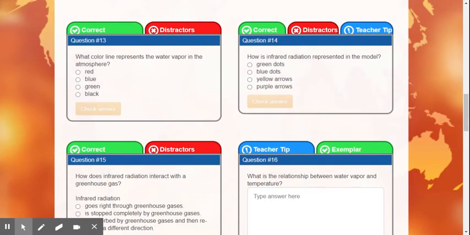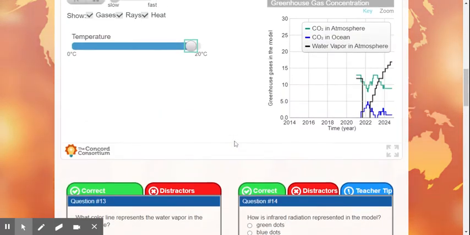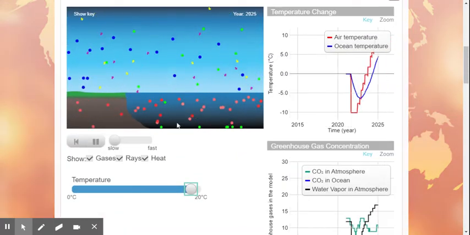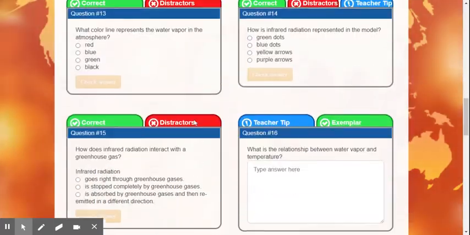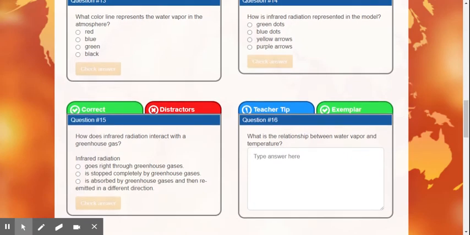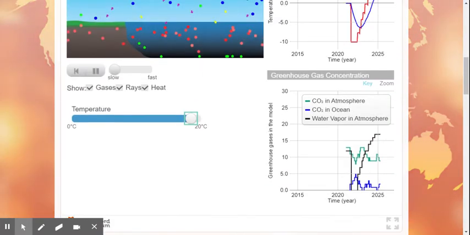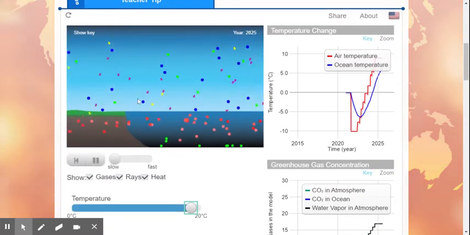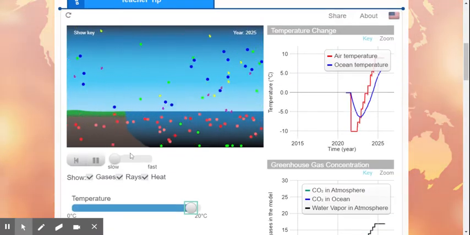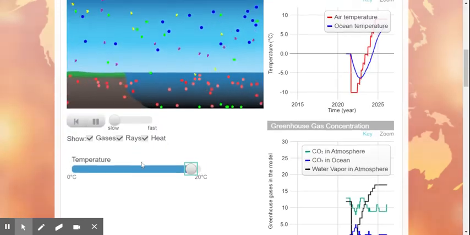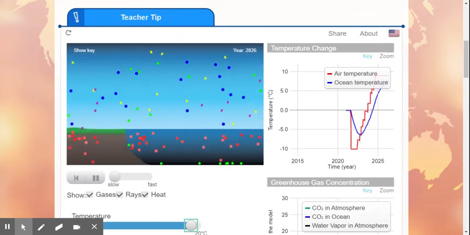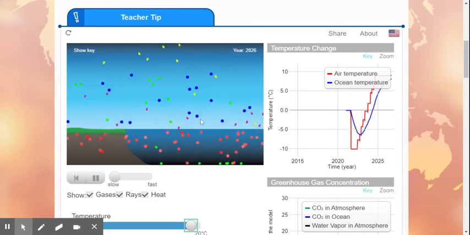What color line represents water vapor? How is infrared radiation represented in the model? You'll remember that from before, right? How does infrared radiation interact with a greenhouse gas? Remember we had that before as well. You're looking at the purple and you can see as it hits greenhouse gases, what happens to it. You can see how they bounce around.